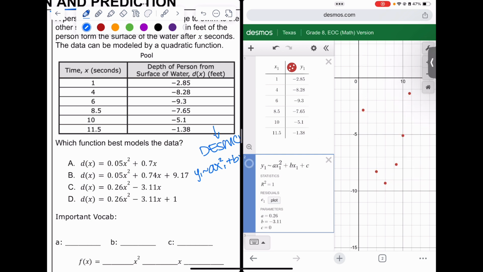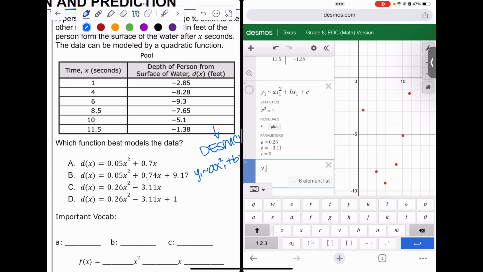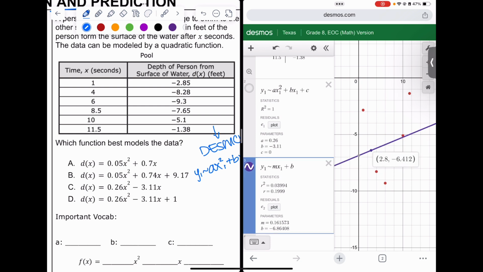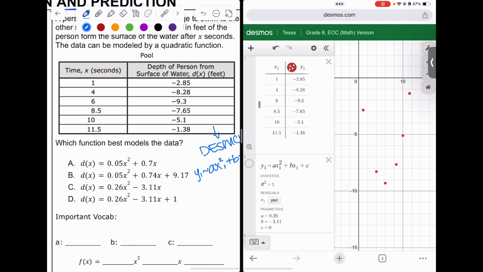That means I'm right. Now what I mean is, if I put in the y1 squiggly line mx1 plus b, you see how this purple line does not touch all the red dots? That means it's wrong, okay? So when you're doing this, if you put in the linear one, that's fine. But make sure that your line touches those points. Here, we see point here, here, here, here, here, here, and it does not touch. So these ones are not good. What I want to focus on is, does it follow the same shape of the points I was given?